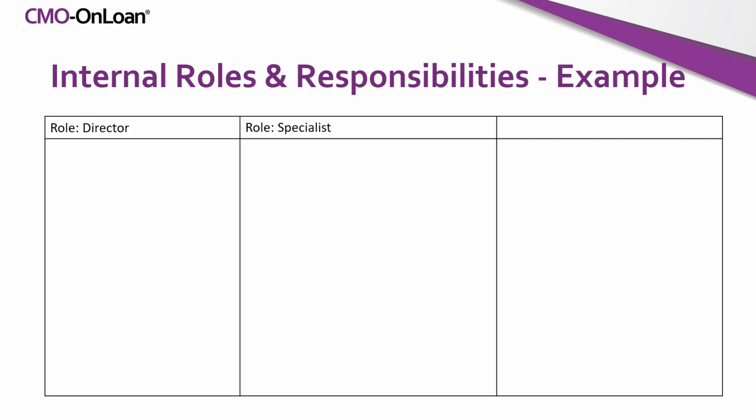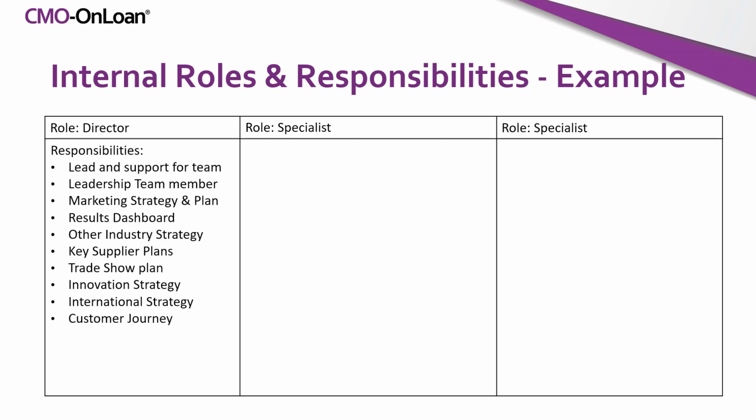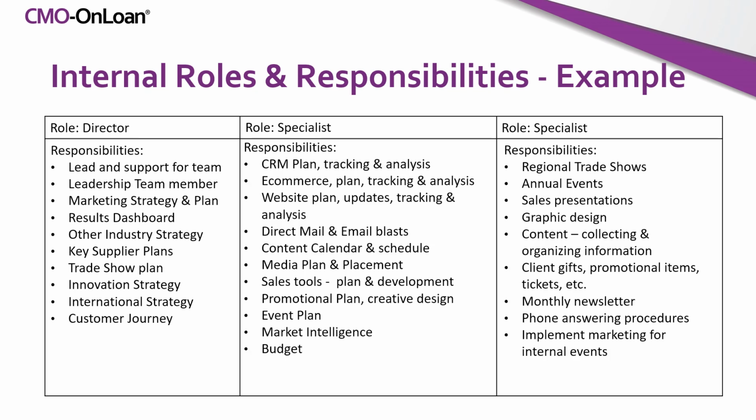So first we had the director, we had a specialist, we had a second specialist. The director is looking at leading and supporting on the leadership team, doing the strategy and the plan, the results dashboard, and other industries. They have a lot of new industries they're working on, key suppliers, the overall trade show plan, innovation, international, and that whole customer journey. Then you'll see between the two specialists, they're breaking up the details of the work between CRM, trade shows, website, e-commerce, different content development. You don't need to look at the details here. You're going to know a lot of these as you think about what's already happening, but you'll see the two specialists break out the work based on their specific role and also their capabilities.